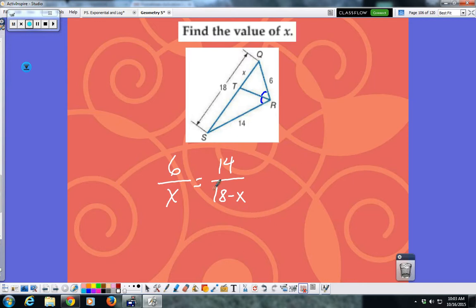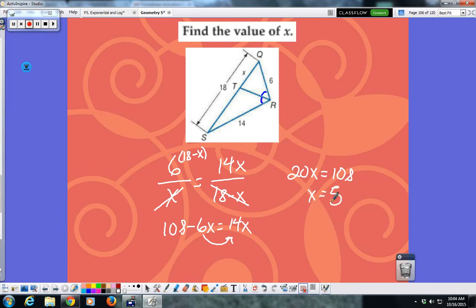To get rid of fractions, we're going to multiply by 18 minus x. To get rid of this fraction, we're going to multiply by x. So you have 108 minus 6x is equal to 14x. Take all our x's, move them to the right side. Taylor, how many x's do I now have? So I have 20x, and it doesn't matter really what side you write it on. 20x equals 108. Divide both sides by 20, and you get 5 and 8/20, which is 5.4, 5 and 4/10.